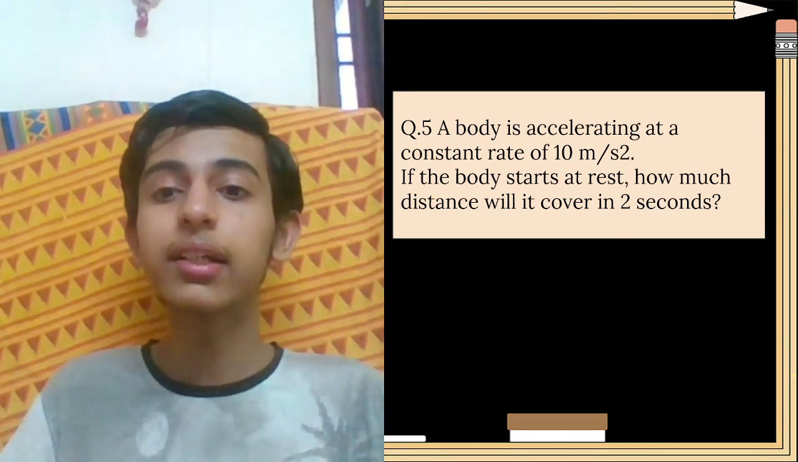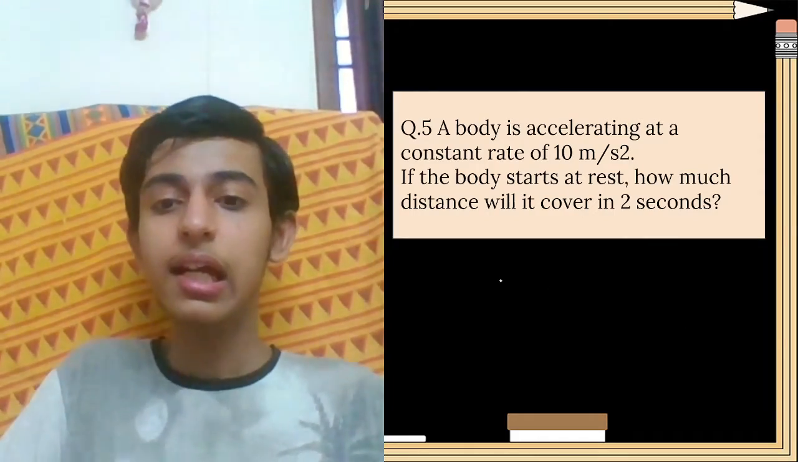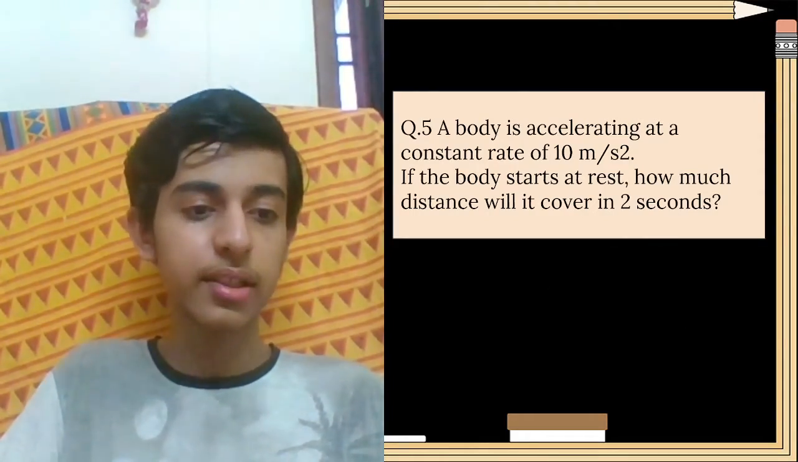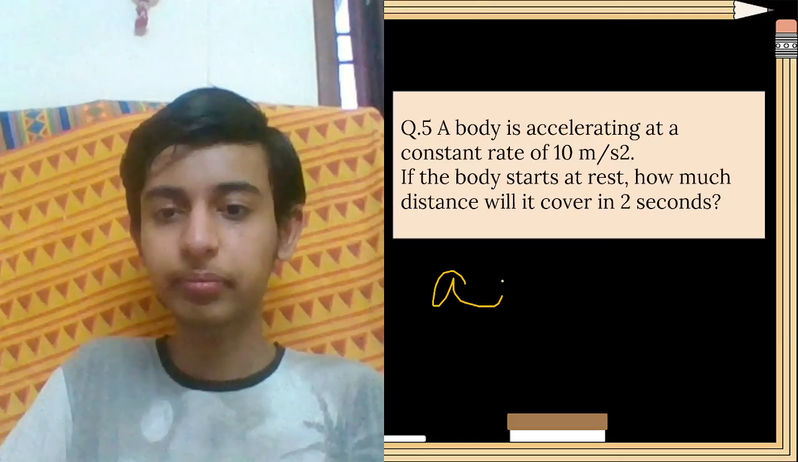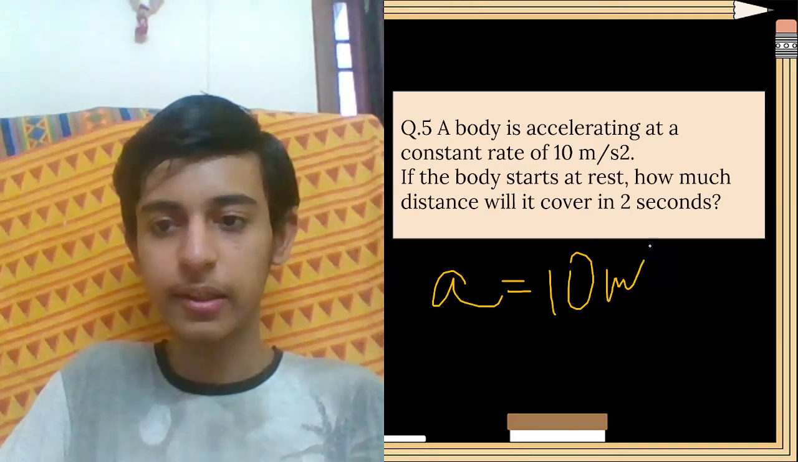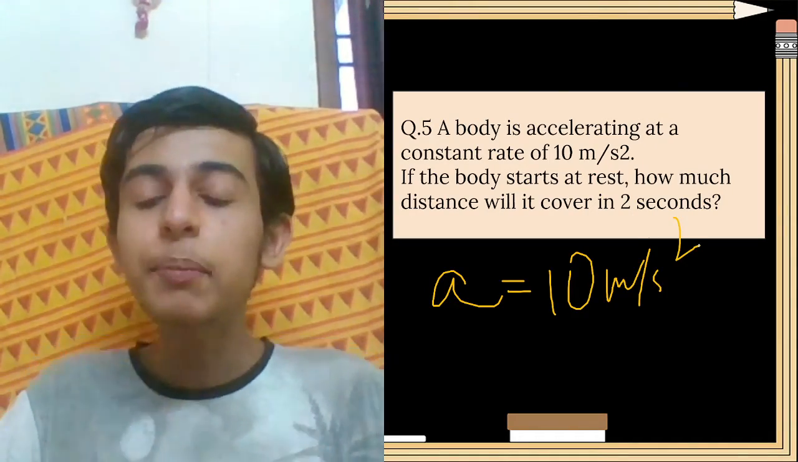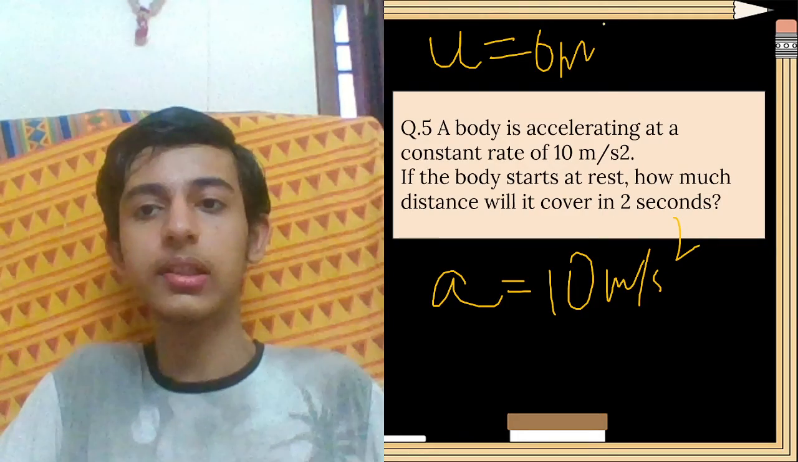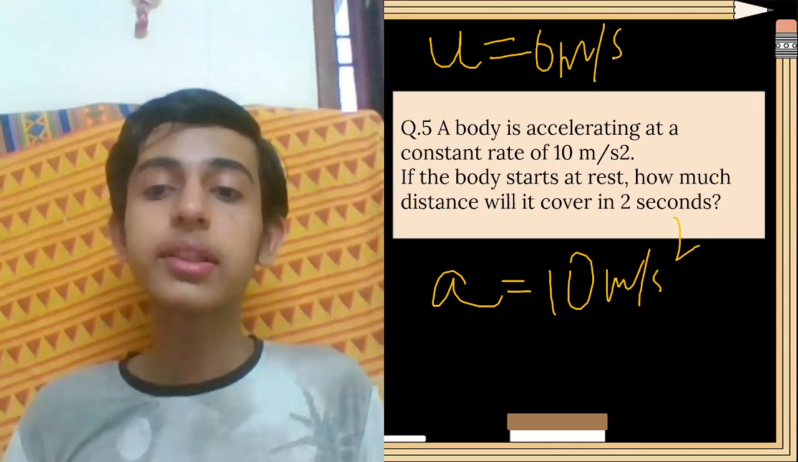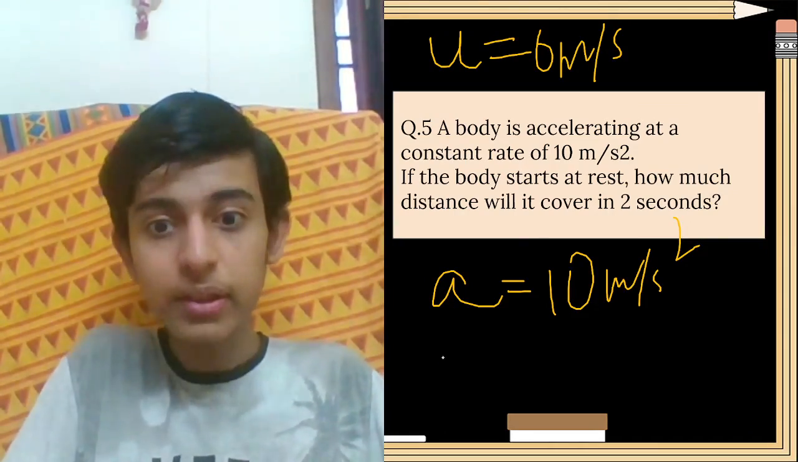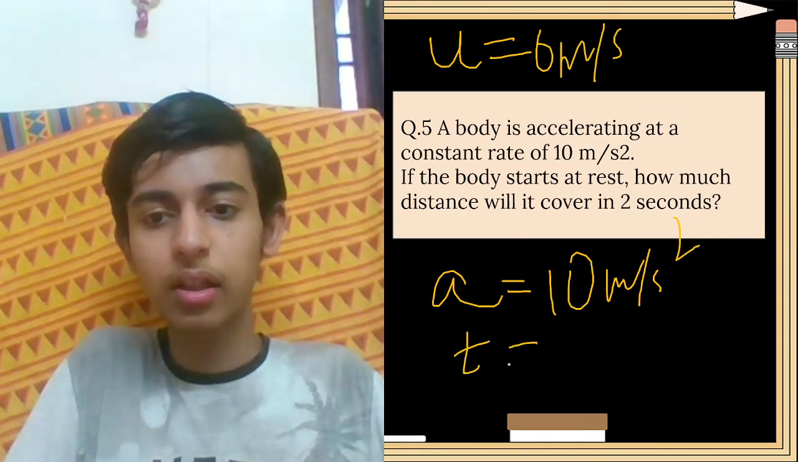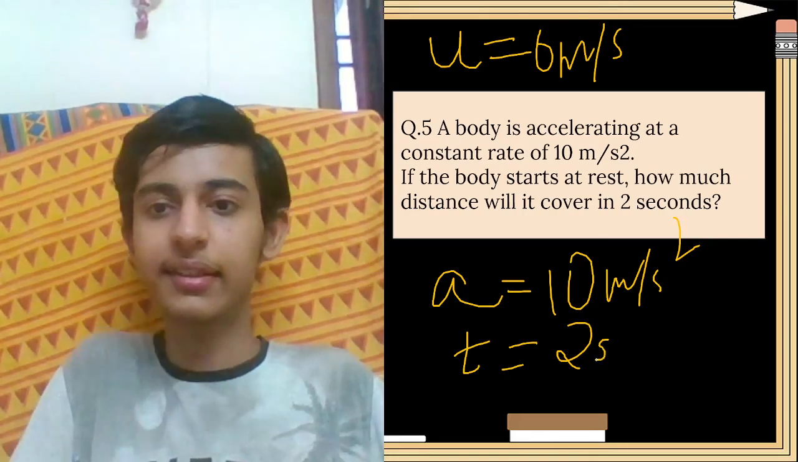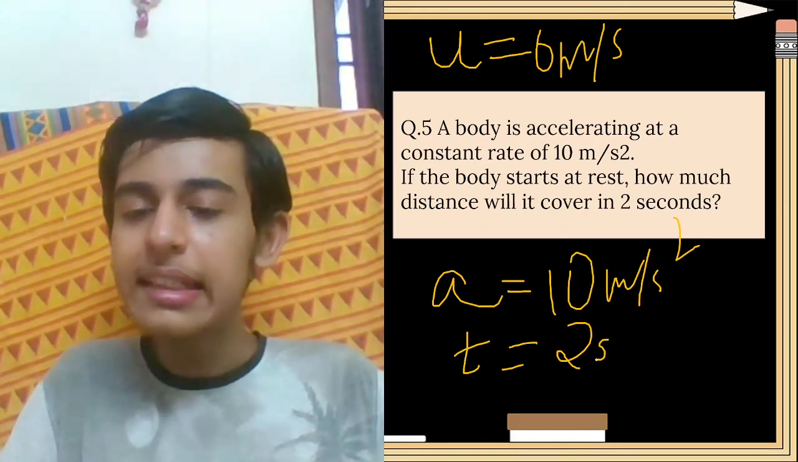A body is accelerating at a constant rate of 10 meters per second square. So acceleration is constant, that is given to us as 10 meters per second square. Now, if the body starts at rest, initial velocity is 0 meters per second, correct? How much distance will it cover in 2 seconds? So time is also given to us. Time is 2 seconds. Isn't it very easy when you have all the things with you? So now you can easily calculate it.